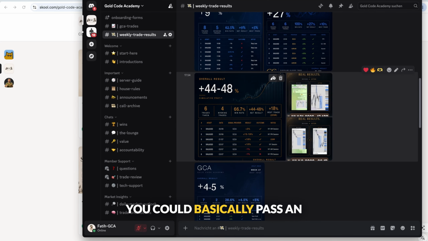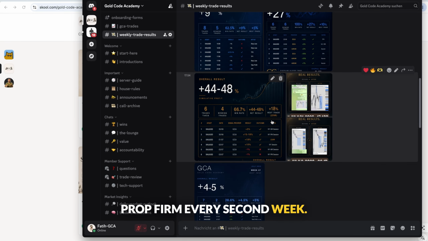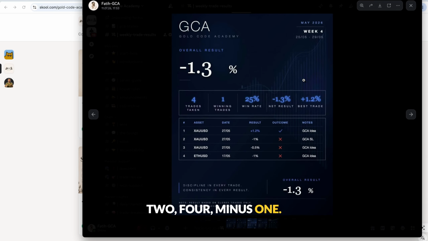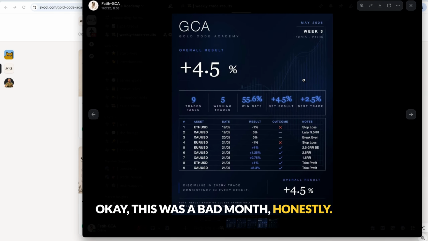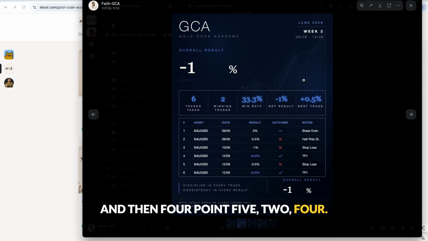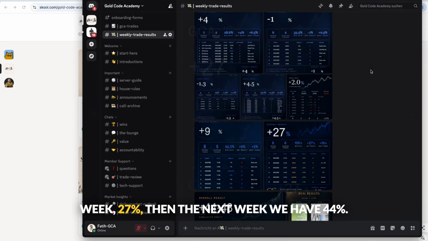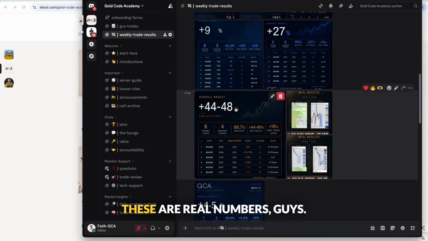You could basically pass an evaluation, a challenge on a prop firm every second week. Okay, this is just crazy, guys. 2, 4, -1. Okay, this was a bad month, honestly. And then 4.5, 2, 4. No, this just keeps repeating, but one week 27%, then the next week we have 44%. These are real numbers, guys.